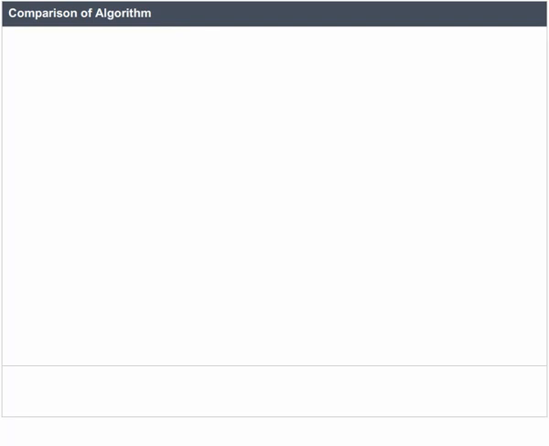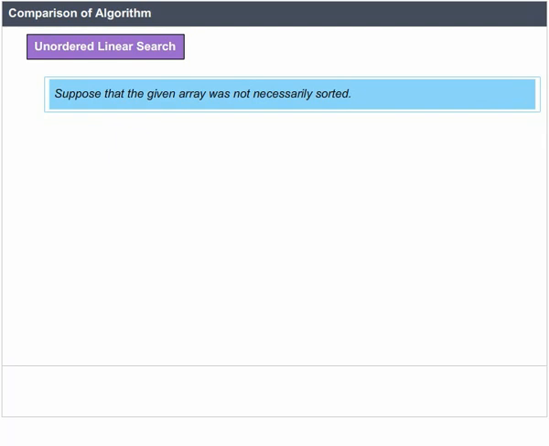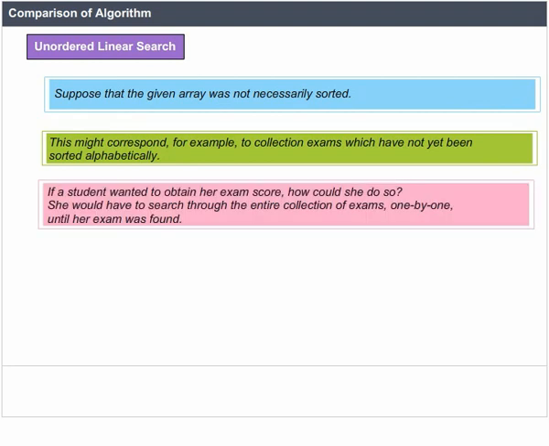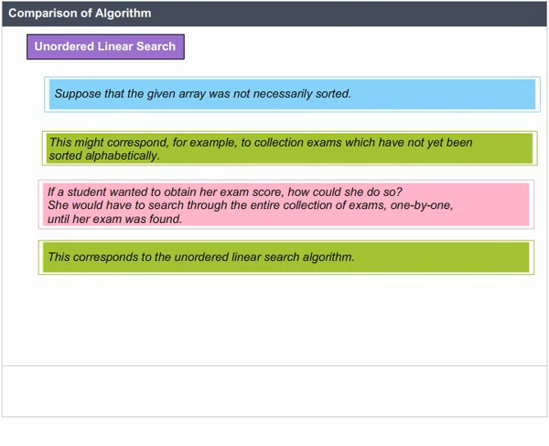Comparison of algorithms. Unordered linear search. Suppose that the given array was not necessarily sorted. This might correspond, for example, to a collection of exams which have not yet been sorted alphabetically. If a student wanted to obtain her exam score, how could she do so? She would have to search through the entire collection of exams, one by one, until her exam was found. This corresponds to the unordered linear search algorithm.